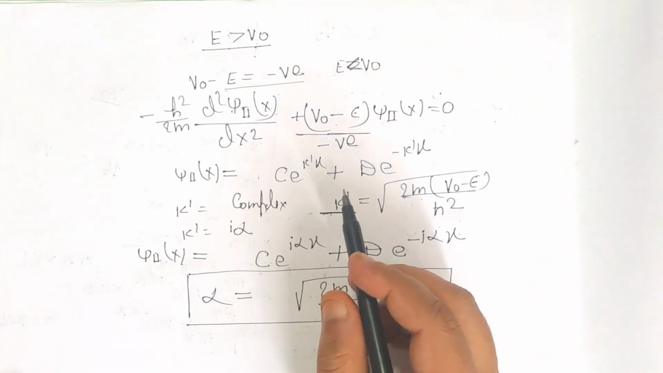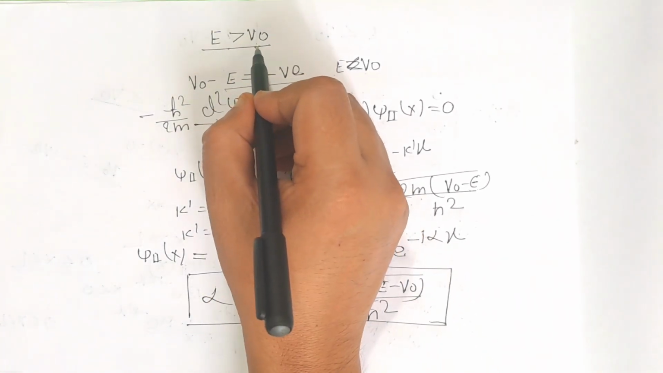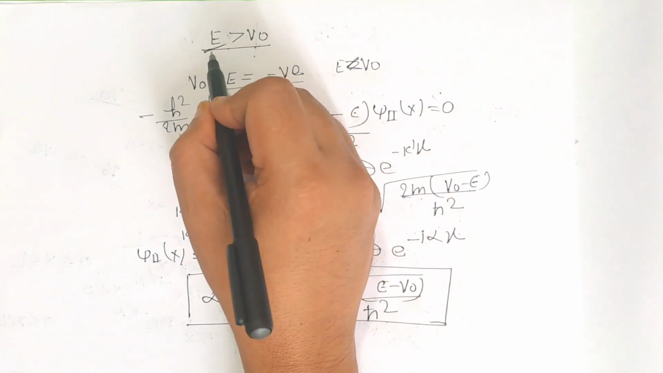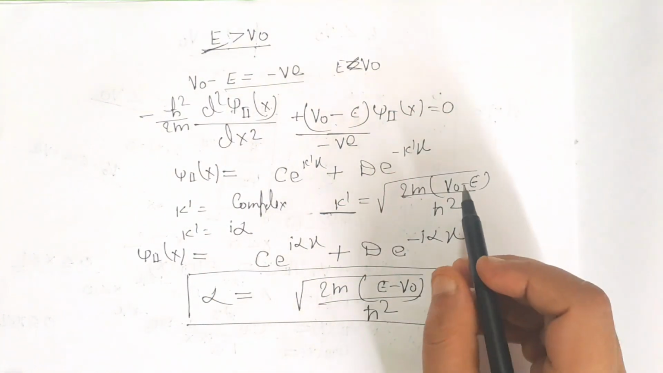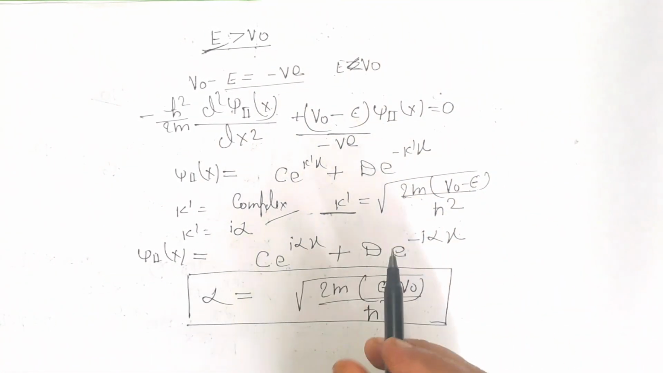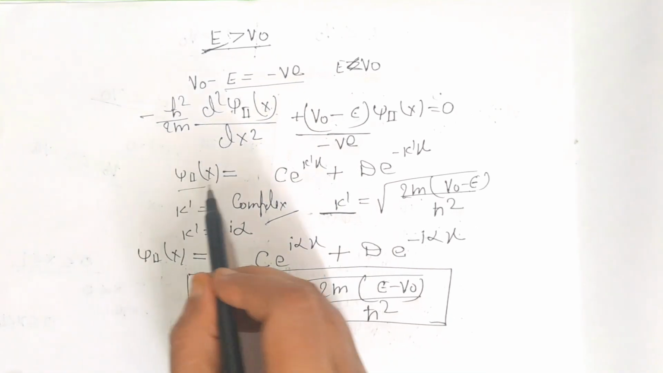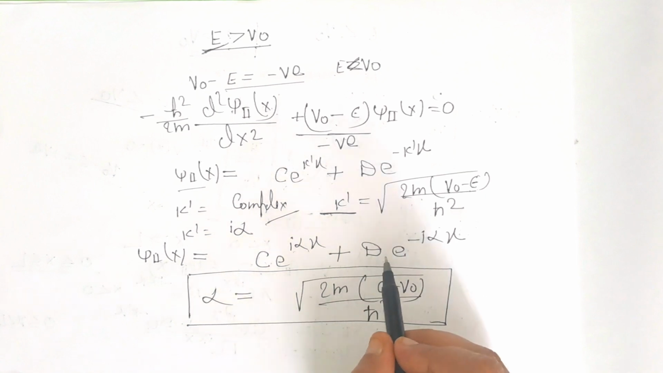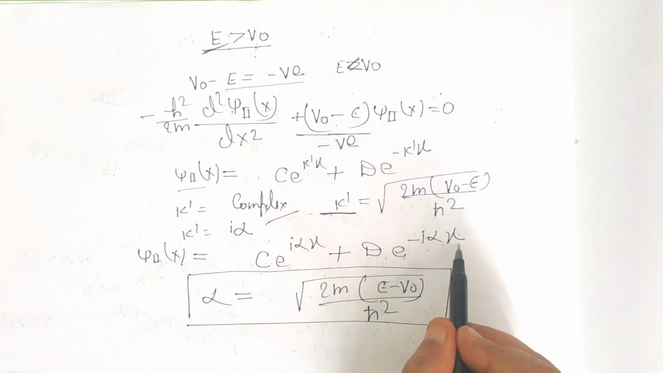So if the potential energy is smaller than the energy of the particle in the potential barrier, then the solution will be a complex number, and the solution will be this one, psi 2(x) is equal to C e to the power i alpha x plus D e to the power minus i alpha x.